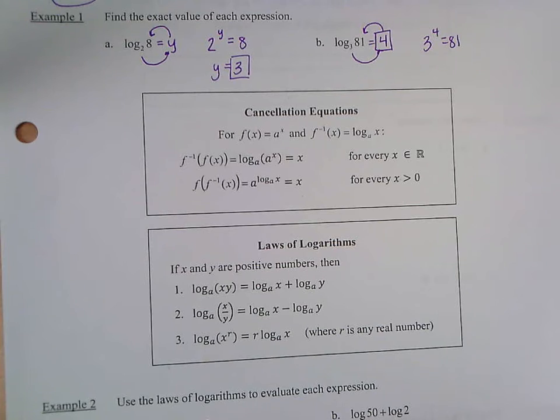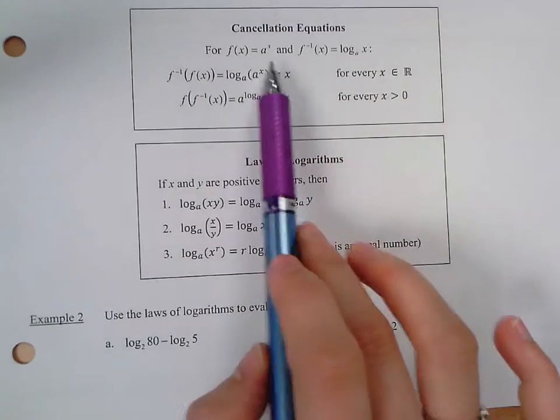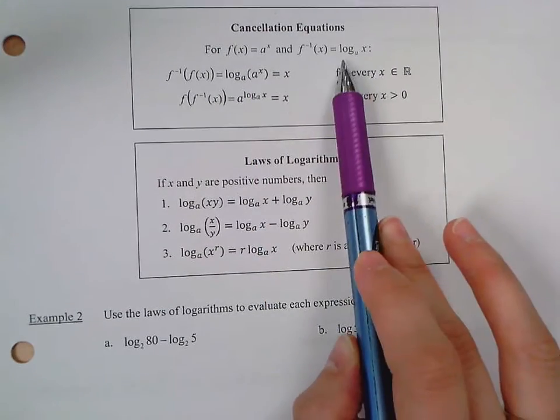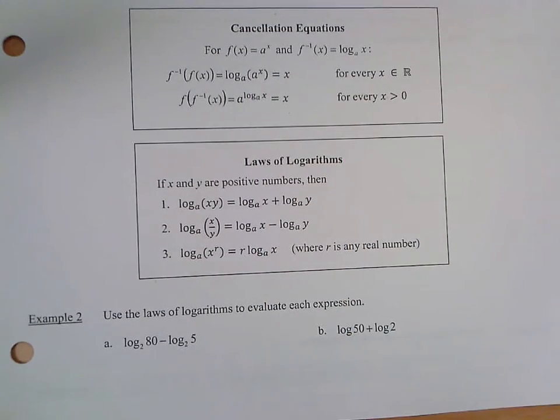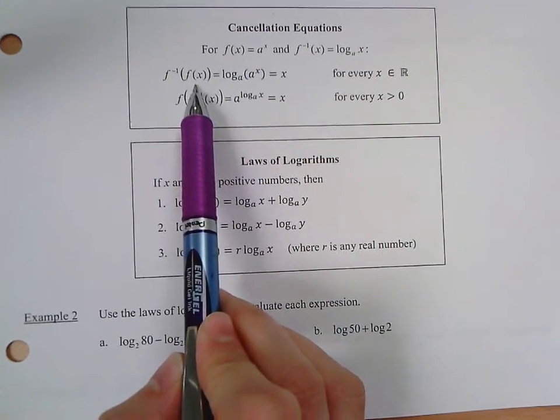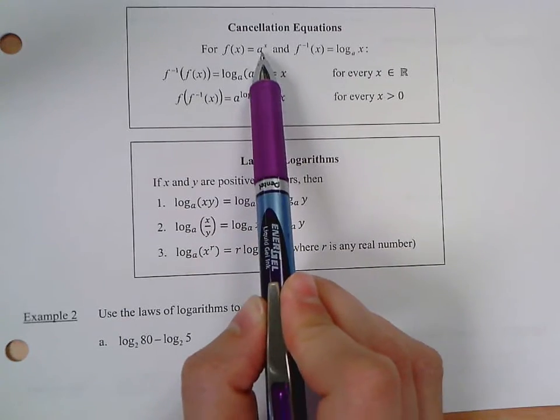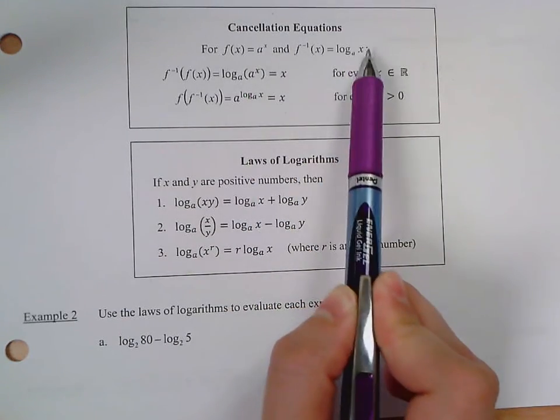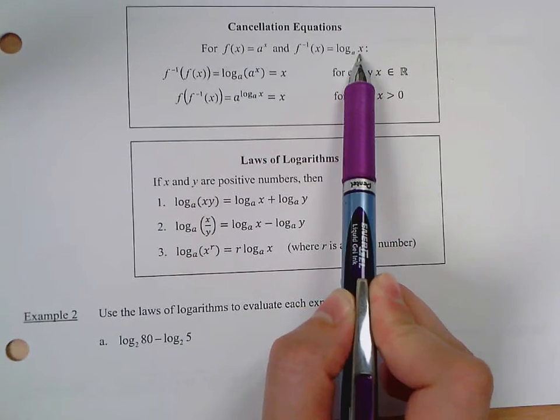as well as laws of logs, which yes, you need to know those 3 laws of logarithms. So when you have an exponential function, a to the x, and then its inverse, log base a of x. So just like we talked about yesterday, a function and its inverse composed with one another cancel each other out. So if I take f inverse of f, that would look like I'm substituting an exponential function into a logarithm, both with base a.